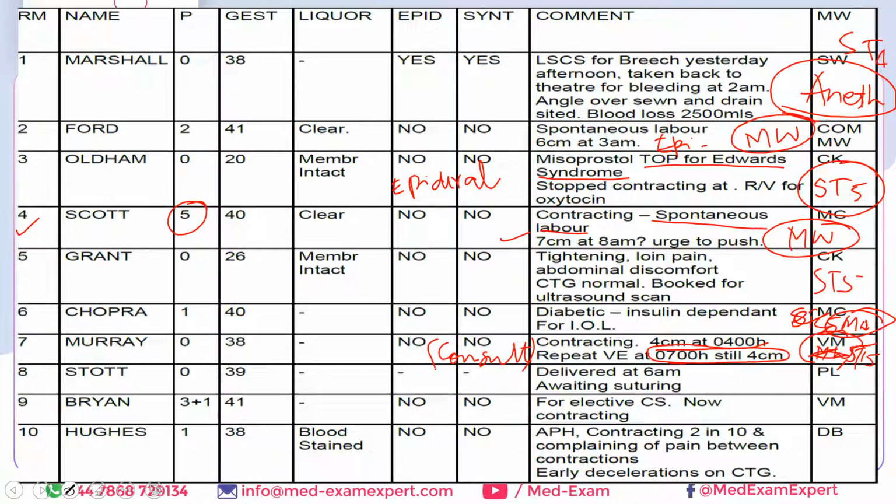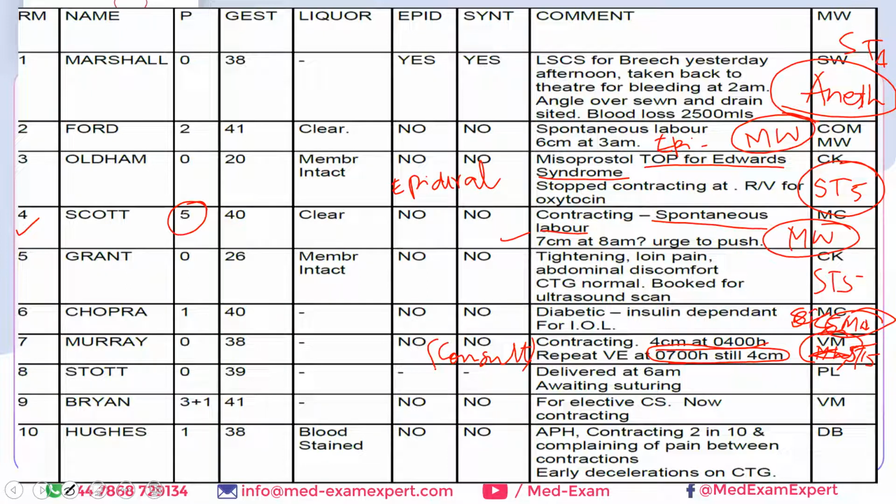Okay. In room number 9, I can see para 3+1, 41 weeker, and she is here for elective cesarean section, but now she's contracting. Okay. For this patient, I have to go myself to check. For which reason is she for elective section, and what are her findings per abdominally now. If she's contracting or her Bishop score has changed, and what is her indication for cesarean section.